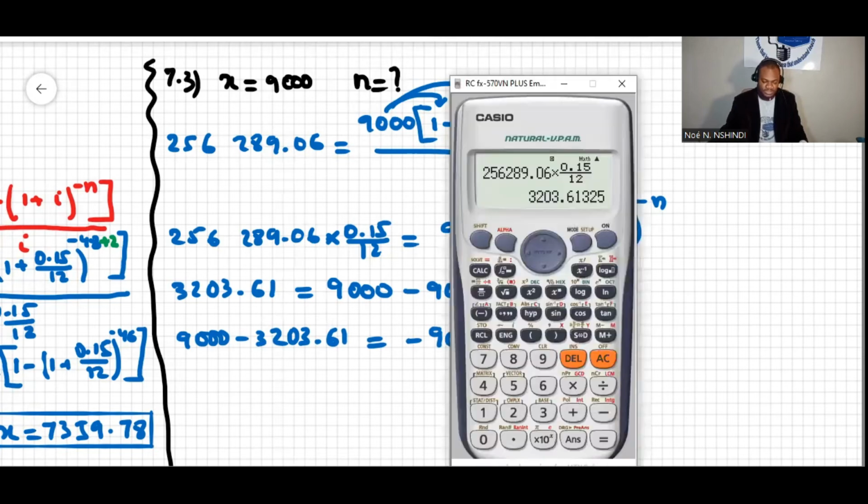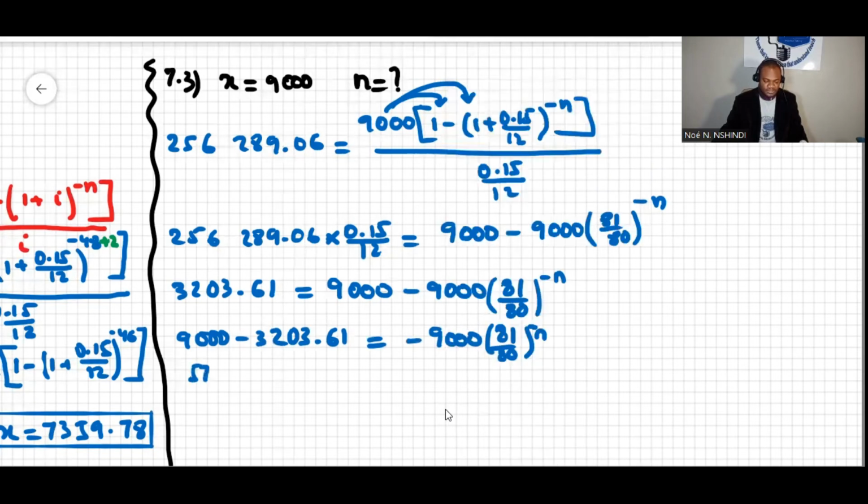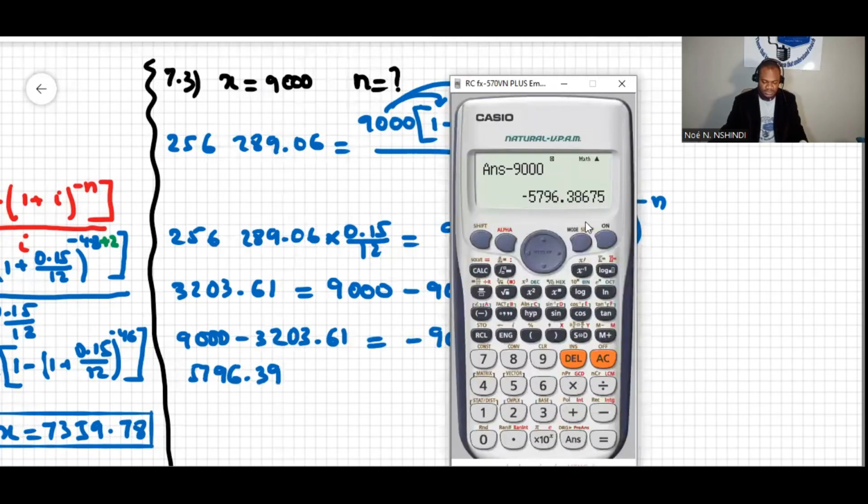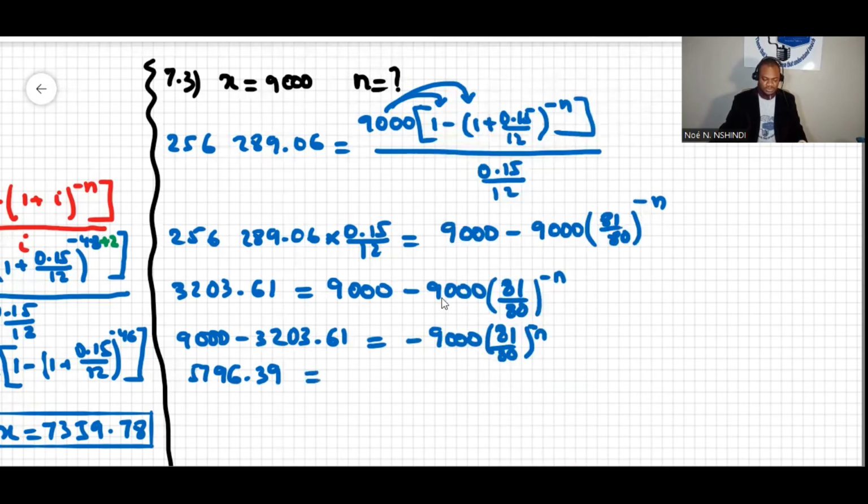So this will be 5796.39, yes, 0.39, because we always count to the second decimal place. It's money. Money always goes to the second decimal place. So it is equal to negative 9,000 times 81 over 80 to the power of negative n.